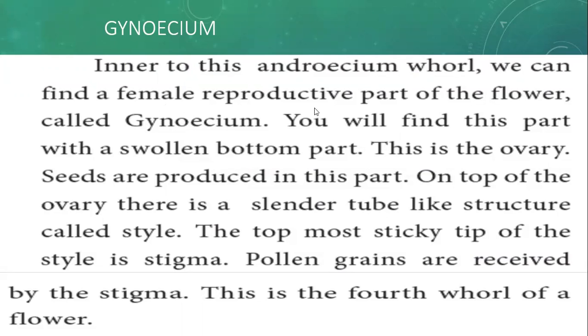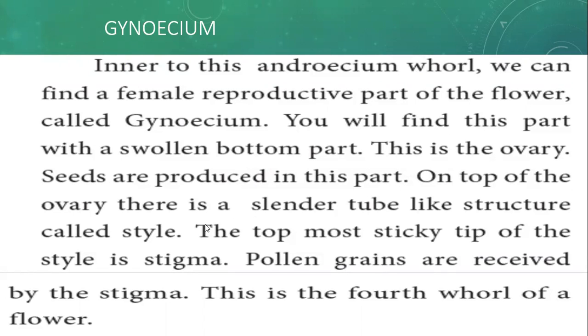This female part of the flower is called the gynoecium. You will find this part swollen at the bottom. This is the ovary. Seeds are produced in this part. Within the ovary, the ovule is present. This ovule becomes the seed. So the seeds are produced in this part of the ovary.